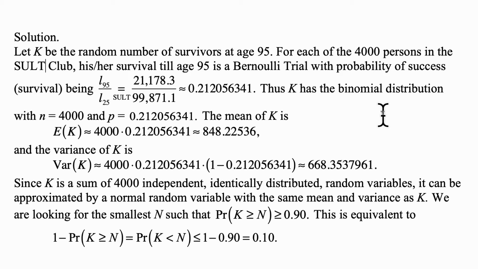Thus, K has the binomial distribution with n equal to 4,000 and p equal to the number we just calculated. The mean of K is 4,000 times 0.212056341, which is approximately 848.22536. And the variance of K is 4,000 times p times 1 minus p, approximately 668.3537961. Since K is a sum of 4,000 independent, identically distributed random variables, it can be approximated by a normal random variable with the same mean and variance as K.